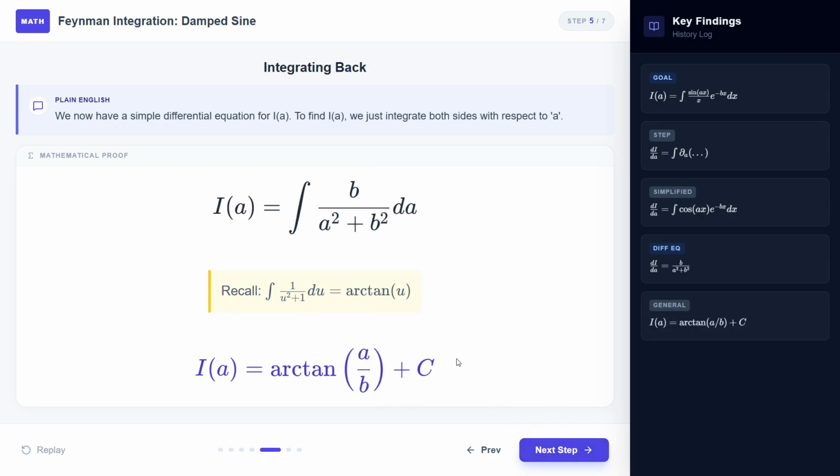All right. We are not interested in I prime of a. What we want is I of a. So what we do is we just anti-differentiate our expression for I prime of a that we just found. And anti-differentiating this with respect to a gives arctangent a over b plus c using standard integration techniques. So this is I of a. And we have this constant of integration that we almost always need to solve for when we're using Feynman integration.